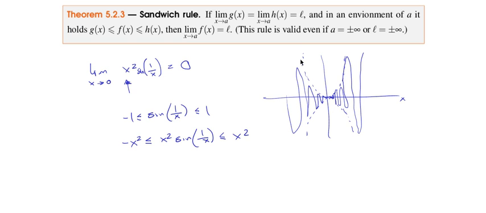The oscillations are always going to touch the parabolas, right? Because when the sine of 1 over x is minus 1, then it goes like this, and when it's 1, it goes like this, and so on and so forth. Okay?